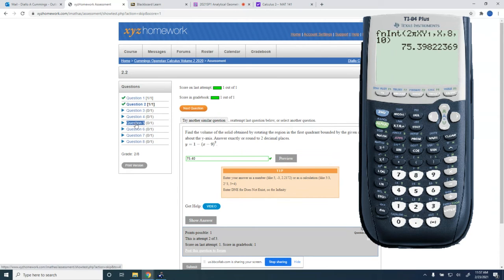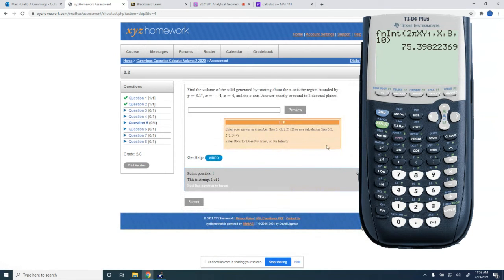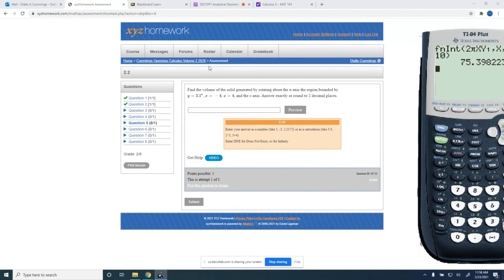All right, now I'm actually going to skip down to problem number 5. I believe problem 3 and 4 are using the shell method. But once we get to problem number 5, here again, we're asked to find a volume, but we're not given a method to use.